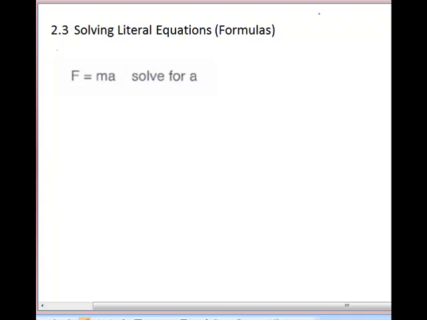Solving literal equations, or solving formulas. When you have a formula and there are no numbers, you are asked to solve for a specific variable. Your steps are going to be the same as solving an equation, so you're going to reverse processes. Look and see which variable you want.